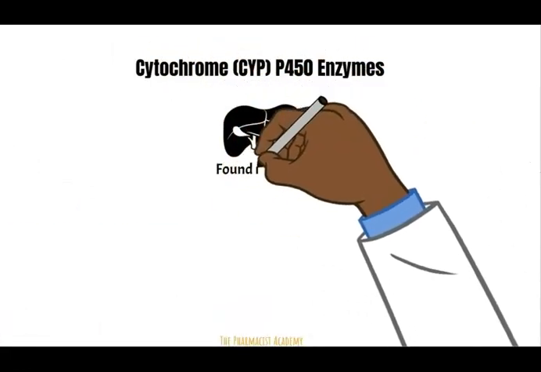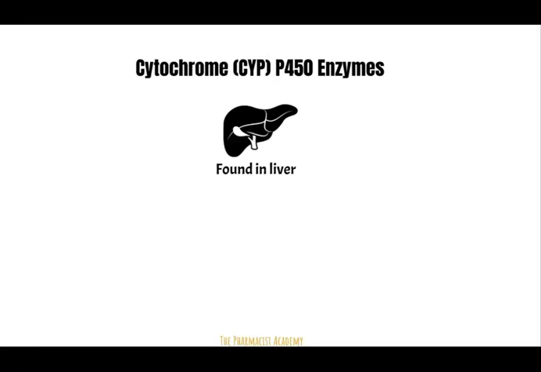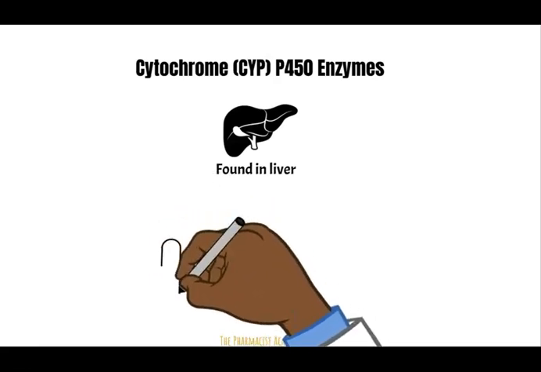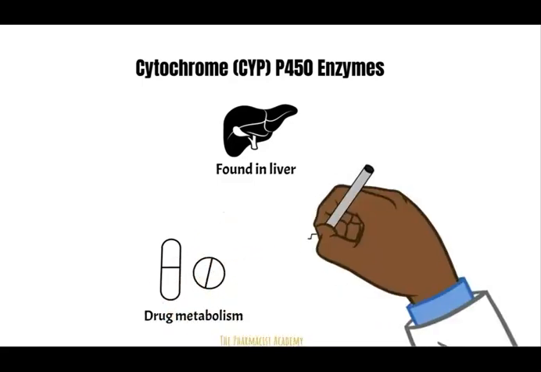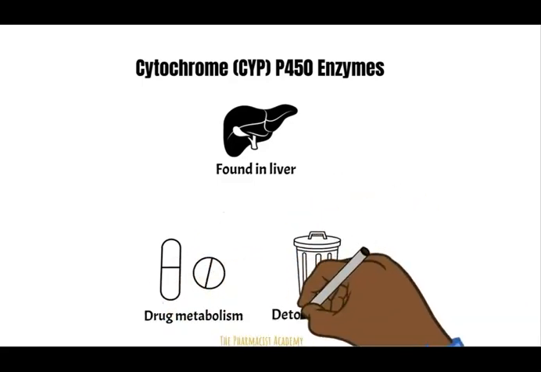The cytochrome P450 enzymes. Now, these are enzymes that are normally found in the liver but can be present in many cells throughout the body. They play a huge role in metabolism of things that are foreign to the body. So in this case, drugs, and because of this function, it is known for detoxification.